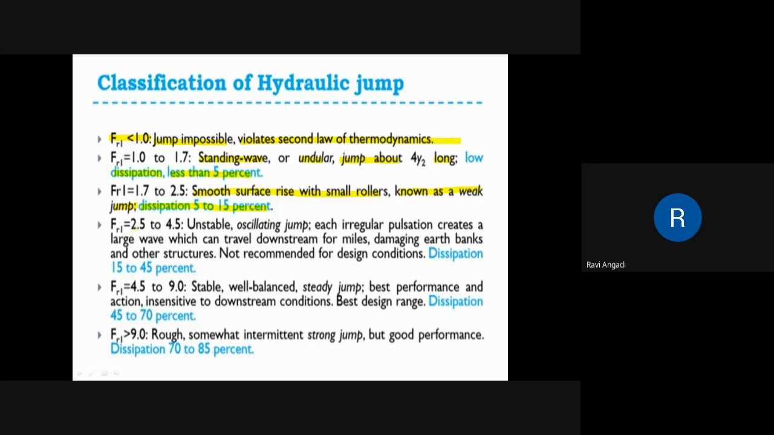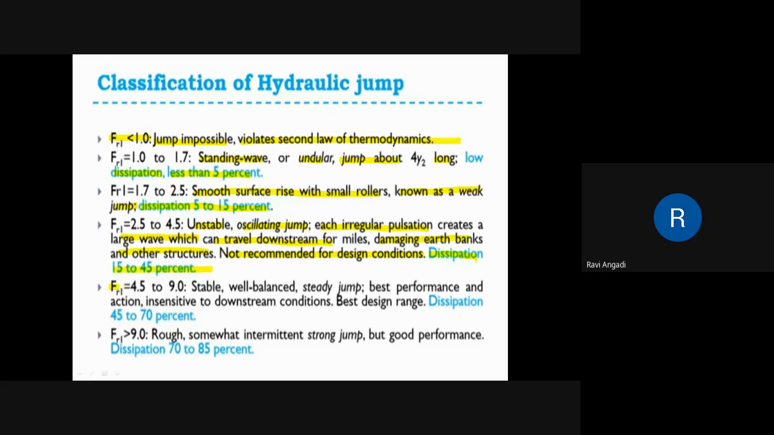And if the Froude number is 2.5 to 4.5, an unstable type of flow we get, the oscillating jump. Each irregular pulsation creates a large wave which can travel downstream for miles, damaging earth banks and other types of structures. Not recommended for the design conditions. Means if we are getting a Froude number of 2.5 to 4.5, you have to give the comment that it is not recommended for the design. Otherwise it will damage the banks of the channel as well as other structures also. So the dissipation is 15 to 45%.